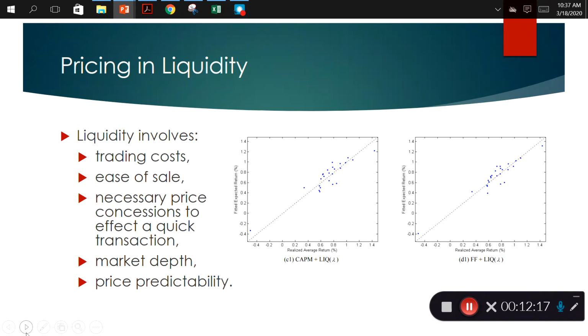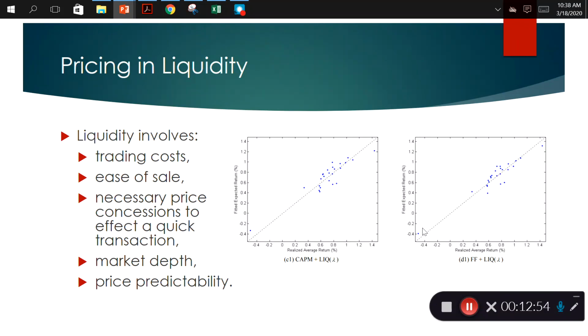But what about liquidity? Liquidity involves trading costs, ease of sale, market depth, price predictability. So here's CAPM plus a liquidity premium, and here's the Fama-French plus a liquidity premium. When a liquidity beta is added as an additional factor, even above the traditional Fama-French 3 and 4 factor models, that also has an impact. So maybe we should price in some measure of liquidity. And then the literature is arguing about what the best liquidity measure is.